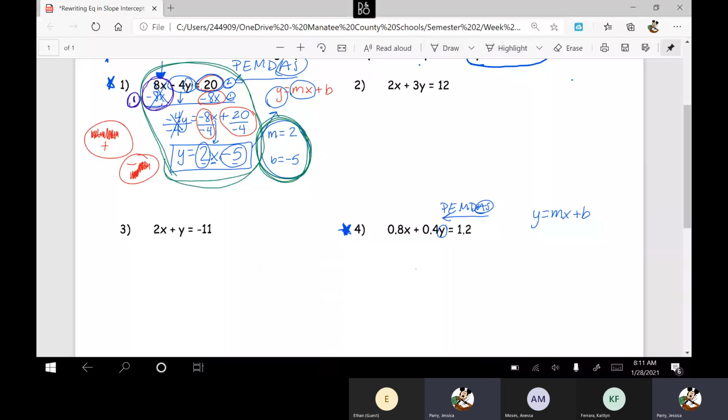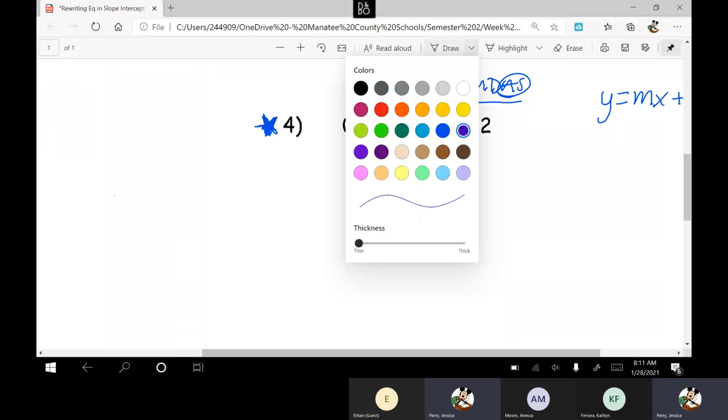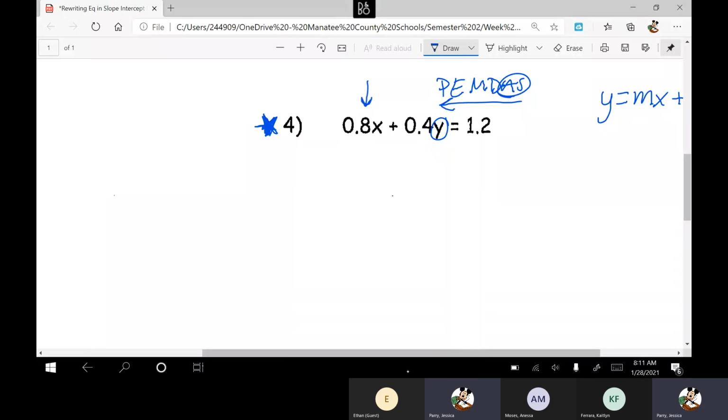Perfect. The first thing we're going to do is subtract, or move, that 0.8x to the other side first. You always want to move the term with the x first. That's always going to be your first step. It's currently a positive 0.8x, but we're going to do the opposite, minus 0.8x on both sides. And yes, there's decimals in this problem. That's okay. We're still going to treat them like regular numbers. We're still doing the same exact steps.